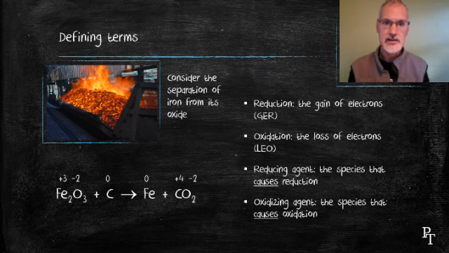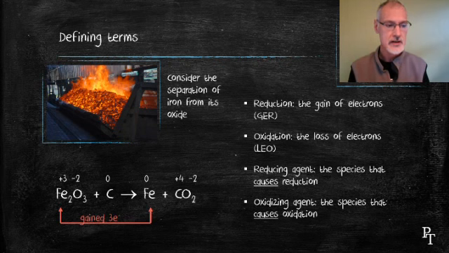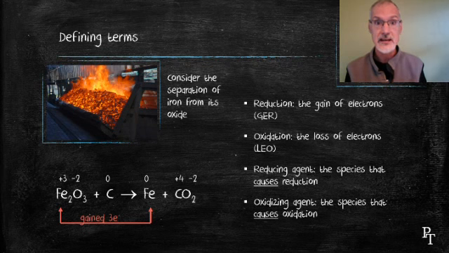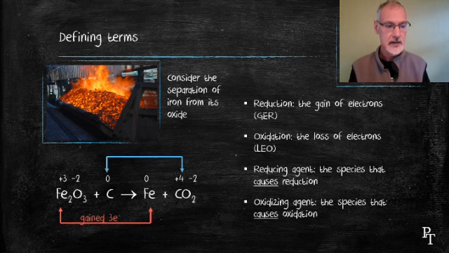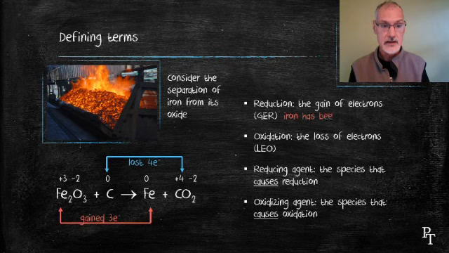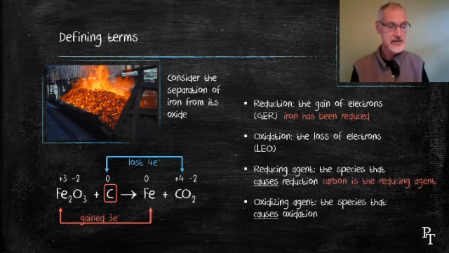Let's look at the oxidation states of all of the elements involved. I can see from this that iron's charge has been reduced. It's gone from +3 to 0, gained electrons. Simultaneously, the carbon has lost 4 electrons. For my definitions, I can therefore say that the iron has been reduced because it has gained electrons. The substance that caused this is called the reducing agent, in this case carbon.